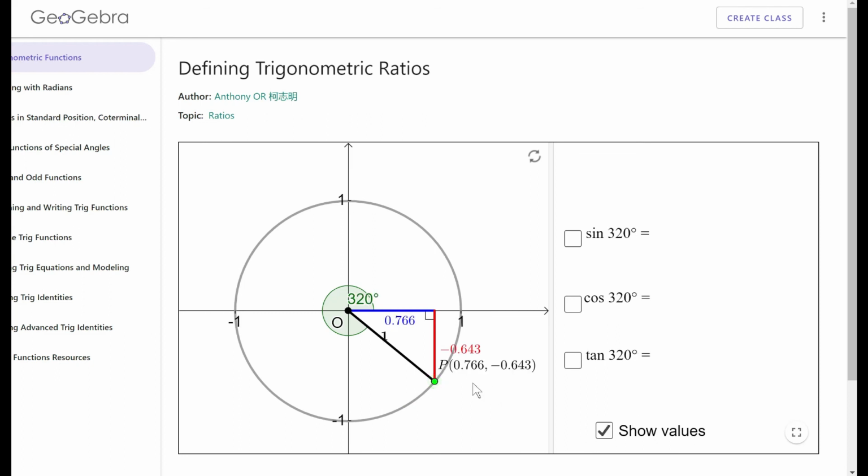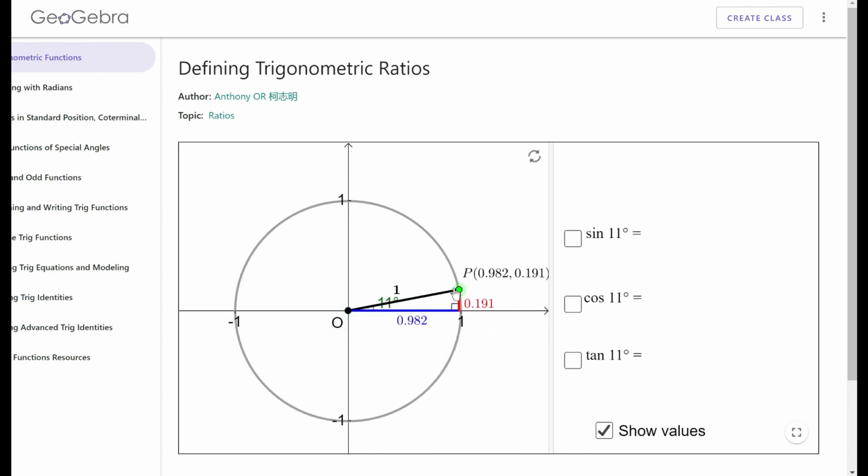So if we show values here, I can come up and say, okay, here is 30 degrees right here. And you'll notice that this blue distance is root 3 over 2. And here you have 1/2. And then as I move to 45 degrees, you'll notice that the leg lengths are the exact same. 0.707, 0.707, that's root 2 over 2. And then you go to 60 degrees. And again, you have your horizontal distance of 1/2 and your y value of 0.866, which is root 3 over 2.